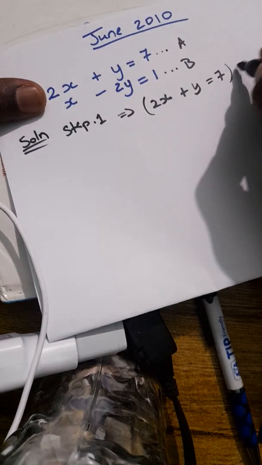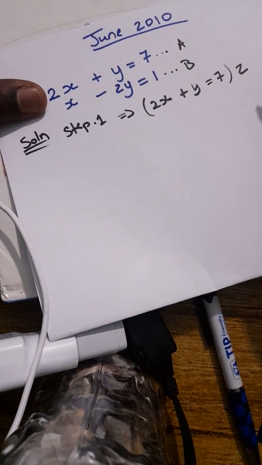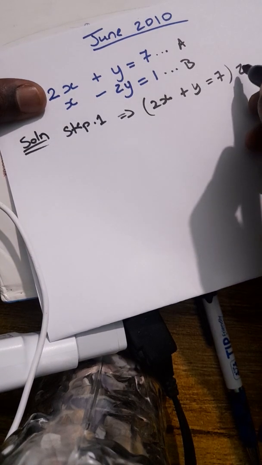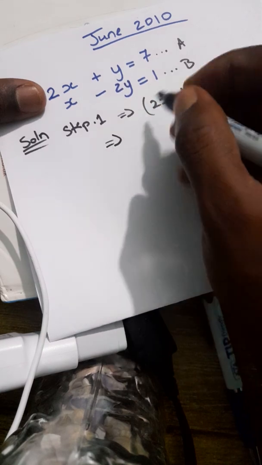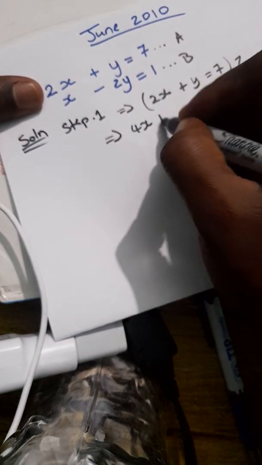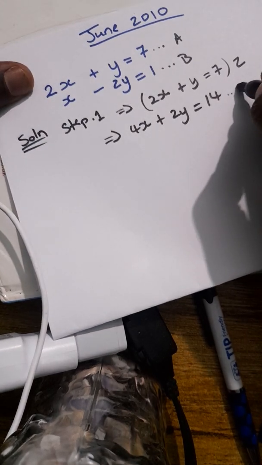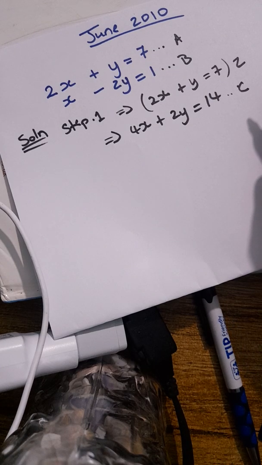Multiply this by 2. Remember, we did this in a preliminary round. 2 times 2 is 4x, plus 2 times y is 2y, equals 2 times 7, 14. So since we changed equation 1, we can write it back as A again, because we made an adjustment to it.